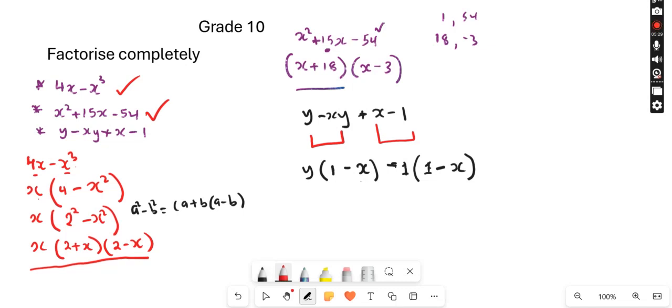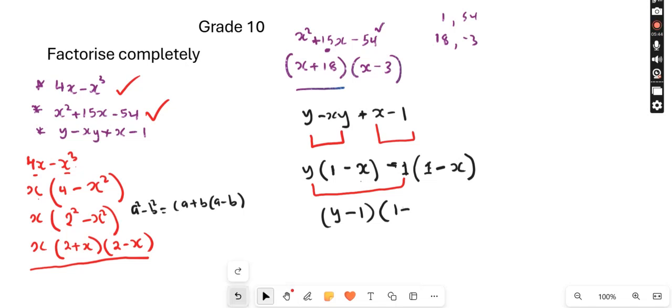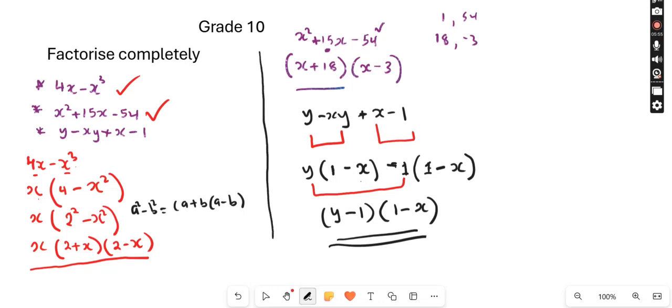So for that case, you have to take these ones which are out. Please don't forget to take the signs. You automatically get y minus 1, because there is a minus 1 here, and also y plus, and then 1 minus x. You have simply factorized the expressions.